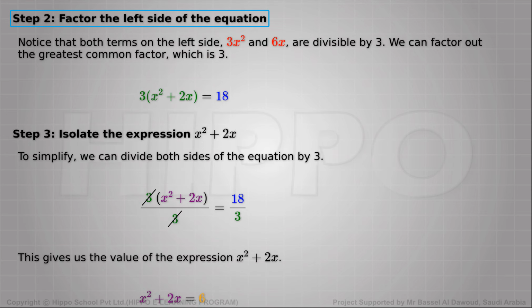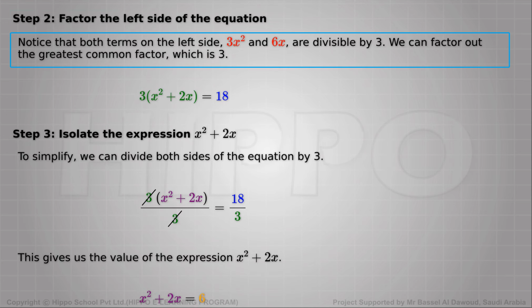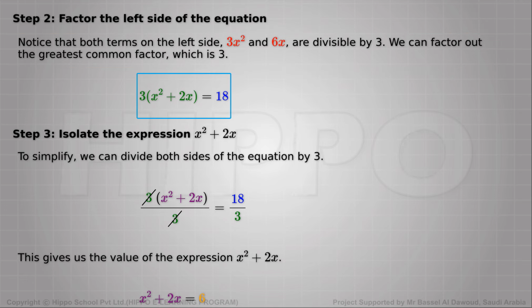Now for step 2. Look closely at the left side of our equation, 3x squared plus 6x. Do you see a number that can divide both 3 and 6? That's right, it's 3. This means 3 is a common factor, so we can factor it out. When we pull a 3 out of 3x squared, we're left with x squared. When we pull a 3 out of 6x, we're left with 2x. So the equation becomes 3 times the quantity x squared plus 2x equals 18.